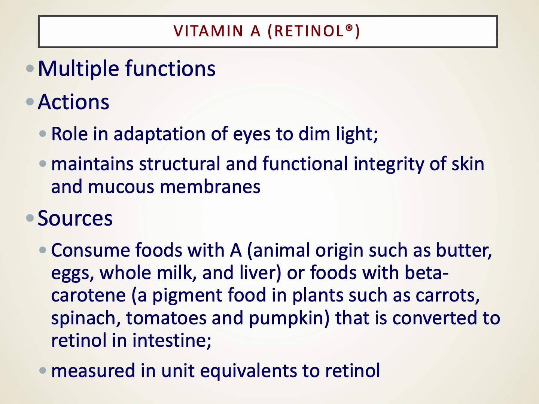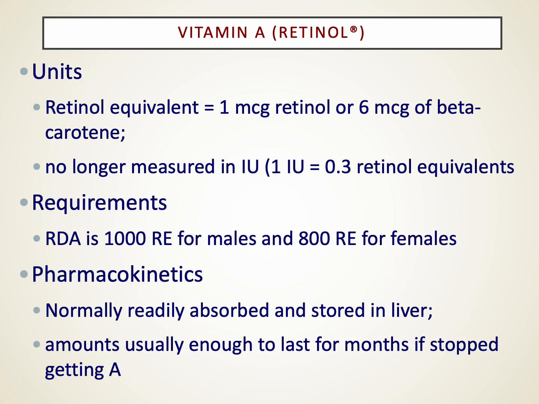Typically, sources include fatty things like butter, eggs, milk, liver, and foods with high levels of beta-carotene, such as carrots and, to some degree, tomatoes, spinach, and pumpkin. The units are listed here. The typical minimum daily requirement is about 800 to 1,000 units or equivalents, and it's fat absorbed.